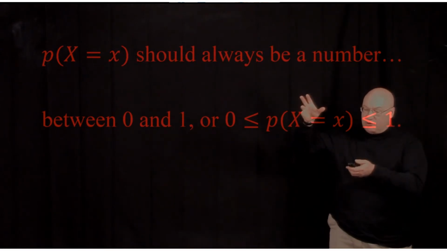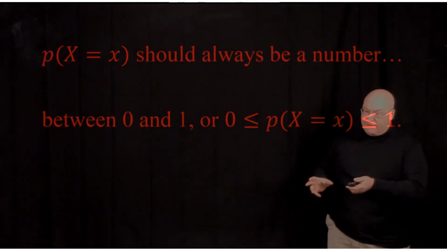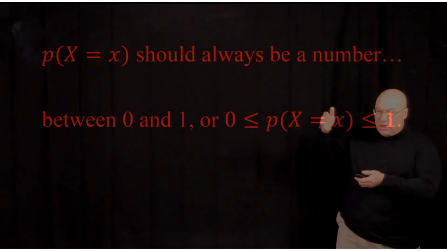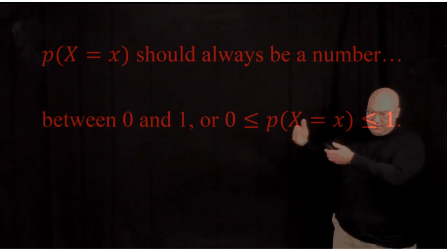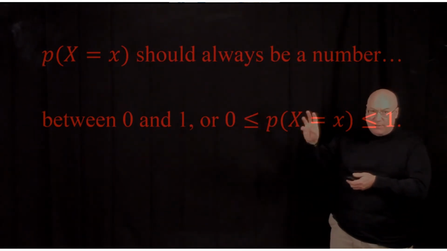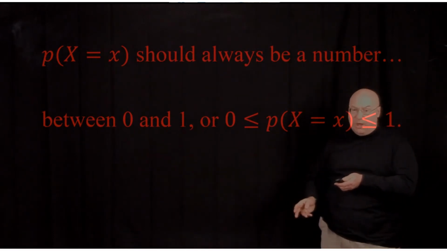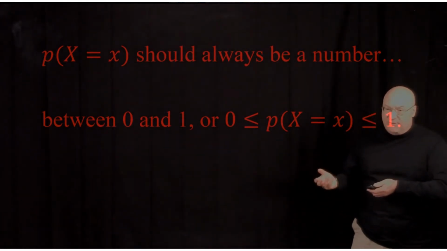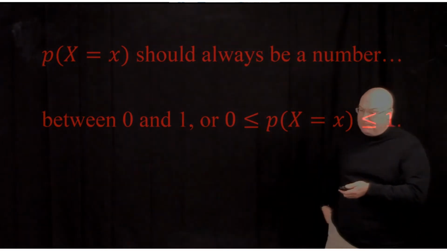So when we make a probability distribution chart for a discrete random variable, we have the values on one side and the probabilities in the next column. They should all be numbers between 0 and 1, just like when we compute probabilities for events, because that's actually what we are computing.